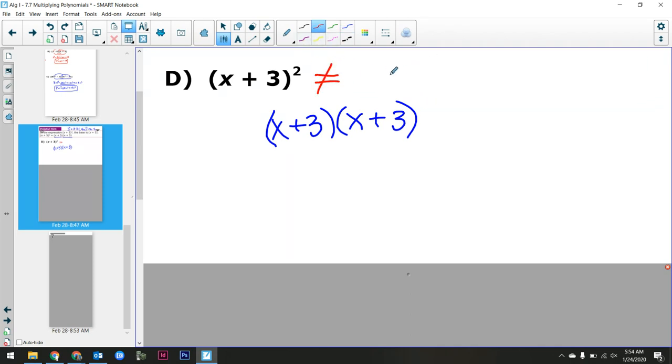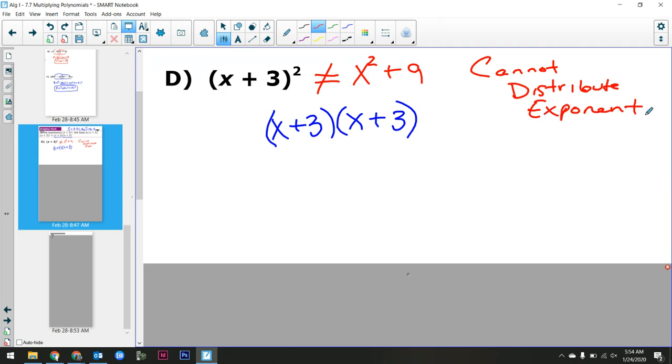Okay, guys, I'm going to caution you against something. This is not true. You cannot just distribute the exponent. You cannot distribute the exponent. Everybody listen to me. Everybody write this down. You cannot distribute the exponent.